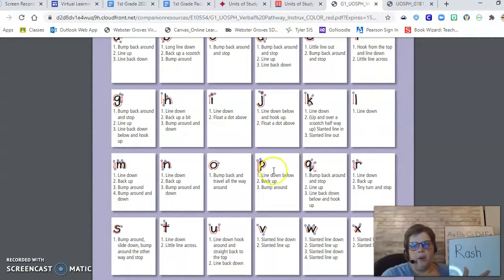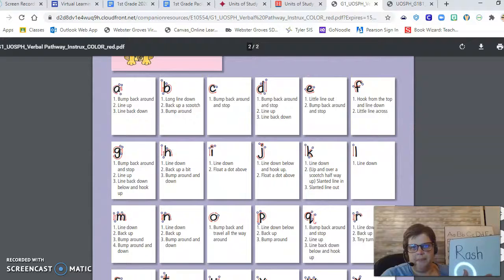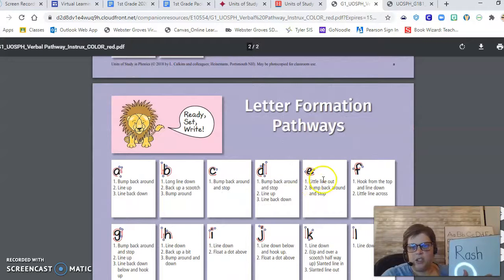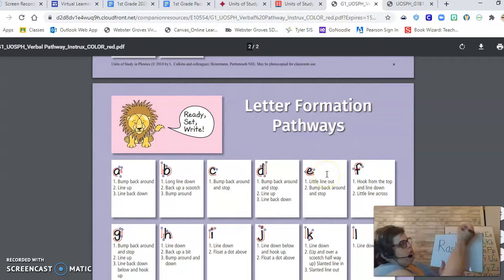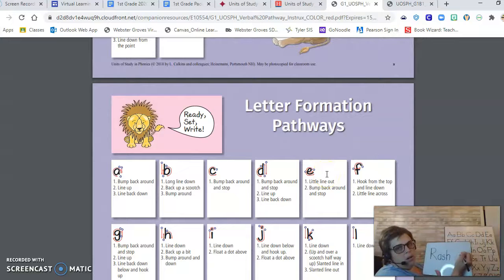Okay, does anyone remember what comes next in Rashid's name? Yeah, he has two E's in his name. So I'm going to make two E's on my board. We're going to make a little line out, bump back around, and stop. Little line out, bump back around, and stop.